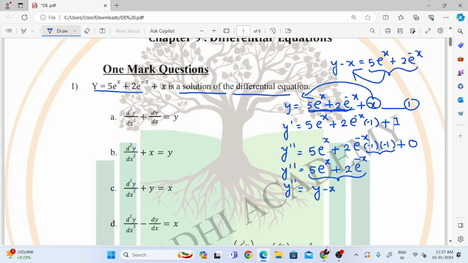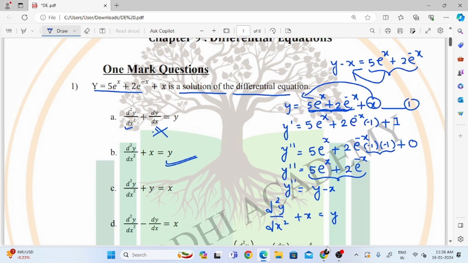Now look at the options, which option is satisfying. y double dash, that means d square y upon dx square, equals y minus x. If we take this minus x to the other side it becomes plus x is equal to y. First option says d square y by dx square, that is correct. The second says dy by dx, that is wrong. So the first option is satisfying and the second is wrong, so the first is our correct answer.